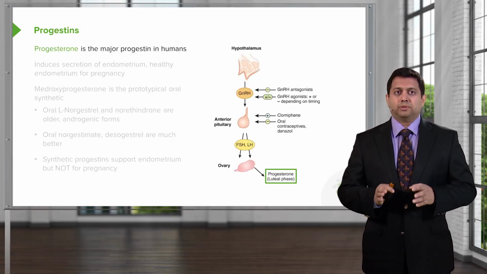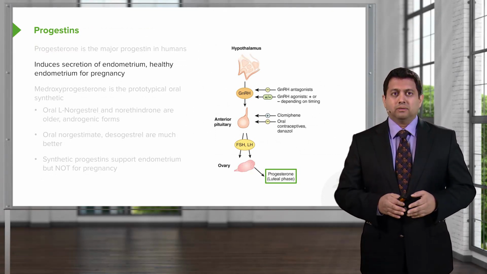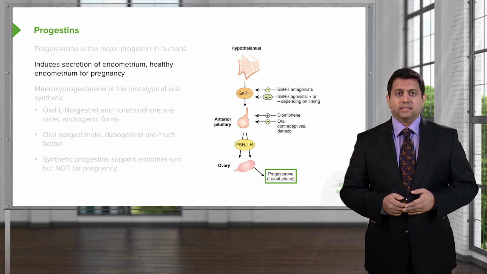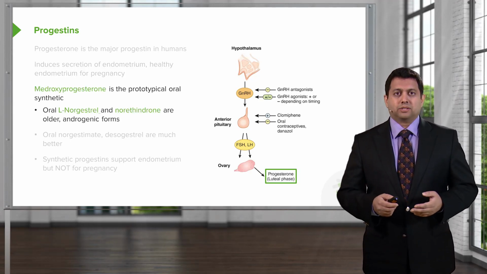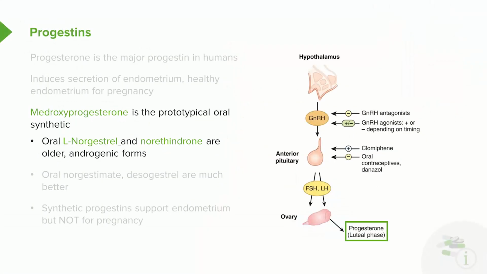Progesterone is the major progestin in humans. It induces secretion of endometrium and also maintains a healthy endometrium for pregnancy. Medroxyprogesterone is the prototypical oral synthetic progestin. That is the one that you need to remember. There are other ones as well that are older, more androgenic forms. These agents are also being replaced by newer agents that are actually much better in efficacy.